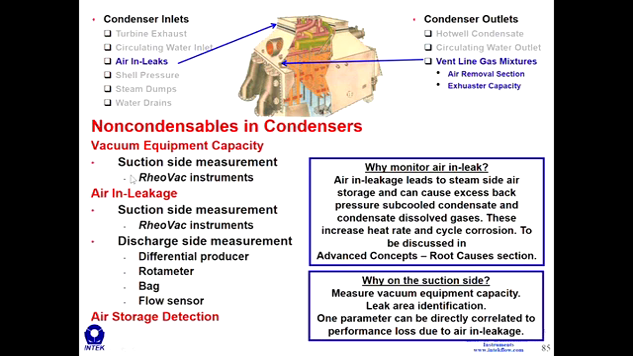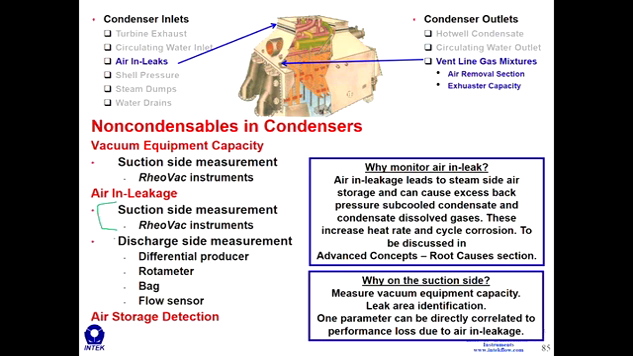And to do that, you need a measurement on the suction side of your vacuum equipment, be it steam jets or LRVPs. The only tool on the market available to do that is the REAVAC instrument, which we'll talk about in a slide or two. The other parameter to monitor is air in-leakage. There are different ways to make this measurement. There's the suction side measurement, which measures air in-leakage with the REAVAC tool. And then there are other methods.